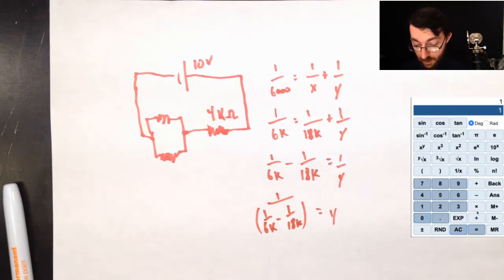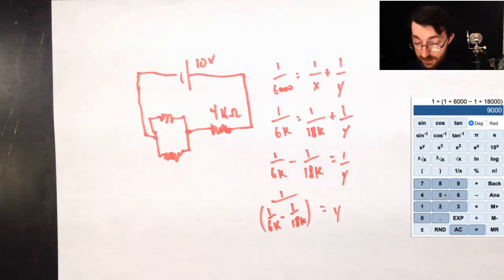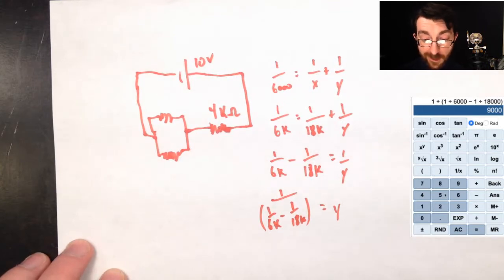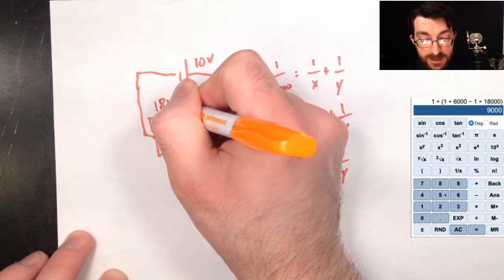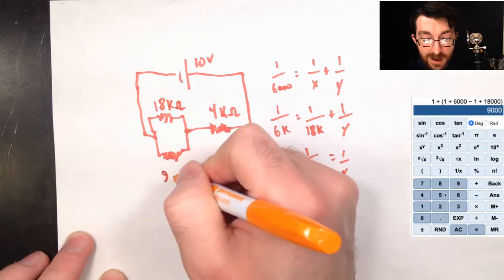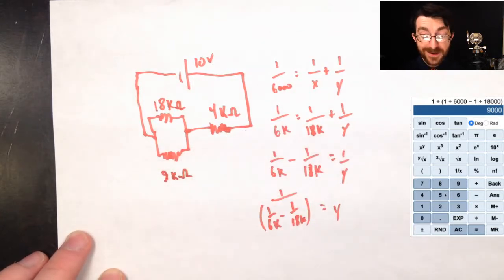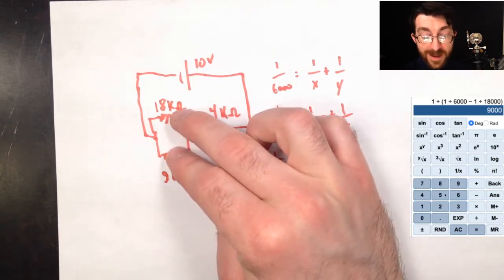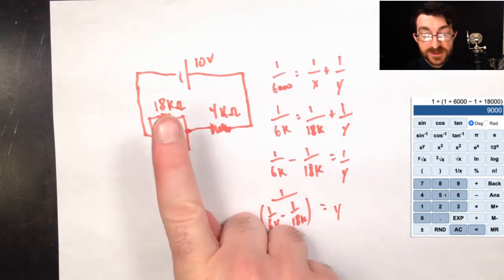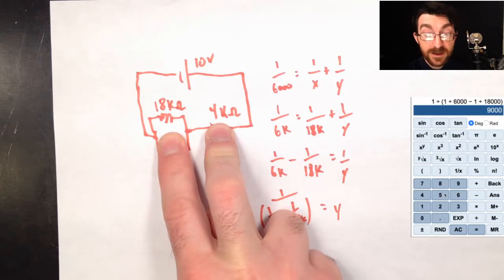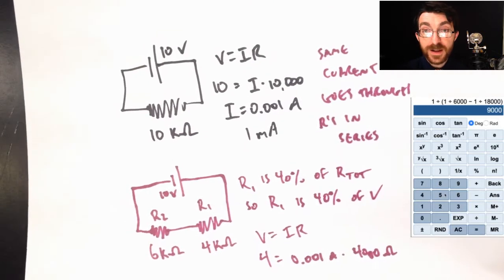So clear this. 1 over, parentheses, 1 over 6,000 minus 1 over 18,000. Ah, 9,000. How nice. We got a nice whole number. It's almost like I knew that would happen. So 9,000 will do it, which means I could have an 18 kilo ohm resistor here and a 9 kilo ohm resistor there, and together these two in parallel would make a 6 kilo ohm resistor, and the 6 and 4 kilo ohm resistors in series would make a 10 kilo ohm resistor. And if you'll remember, that's what this problem has been all along.